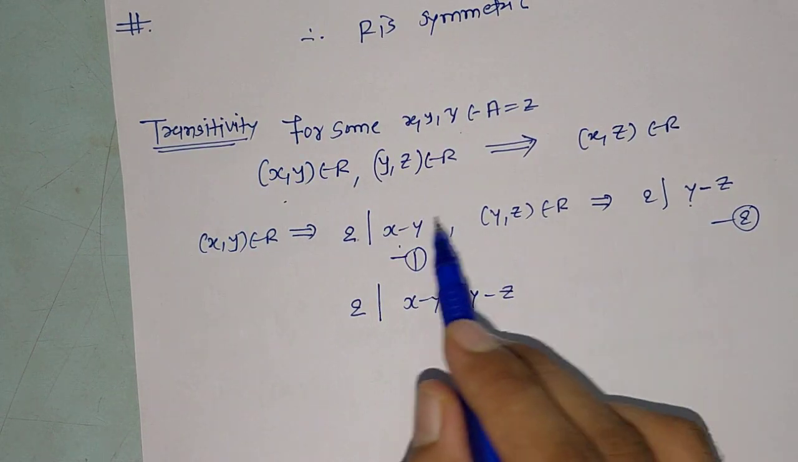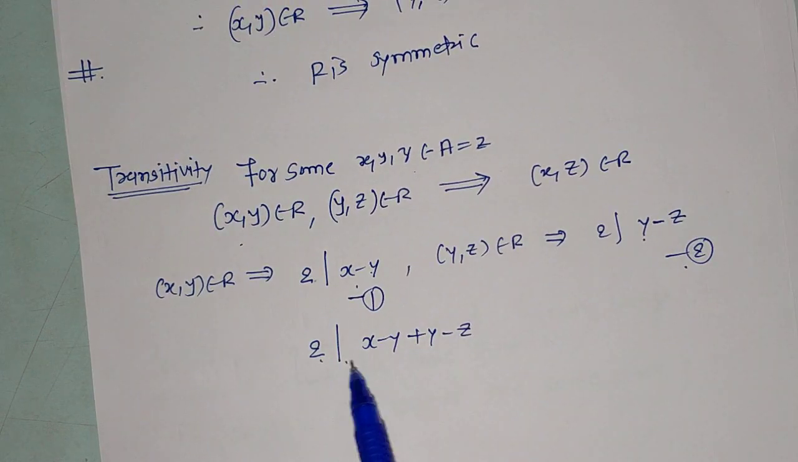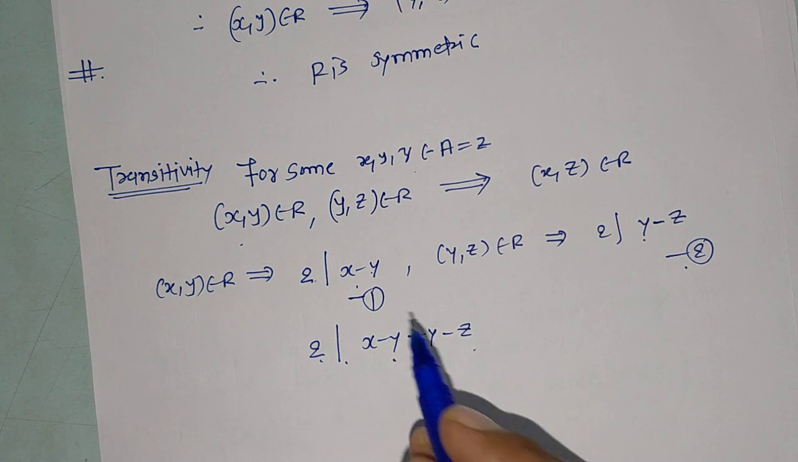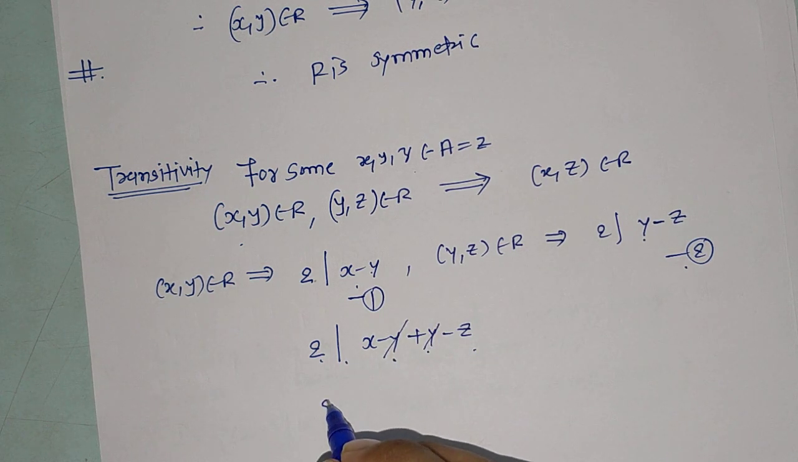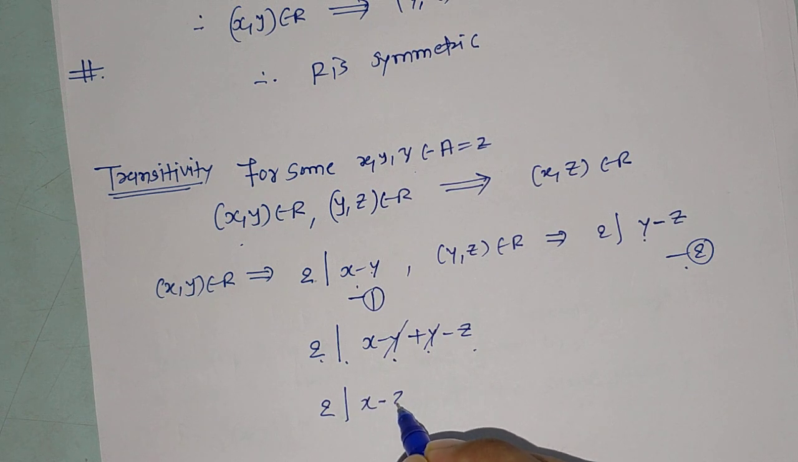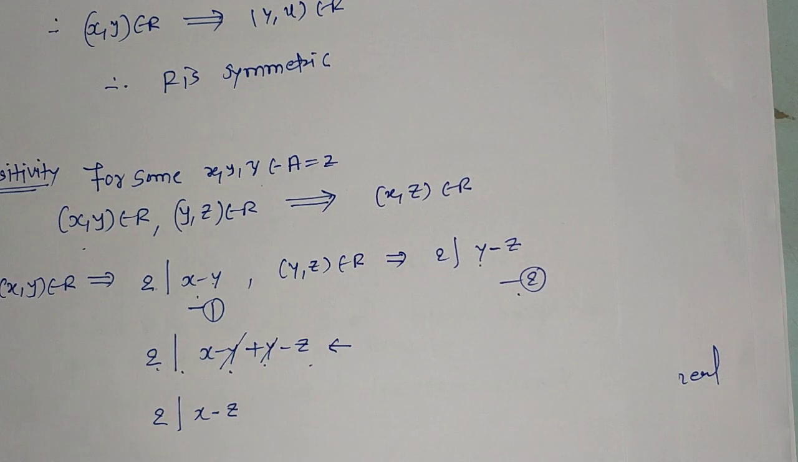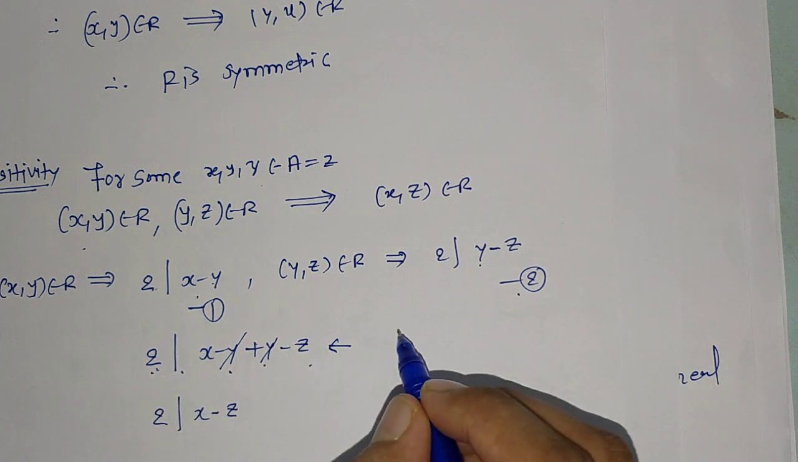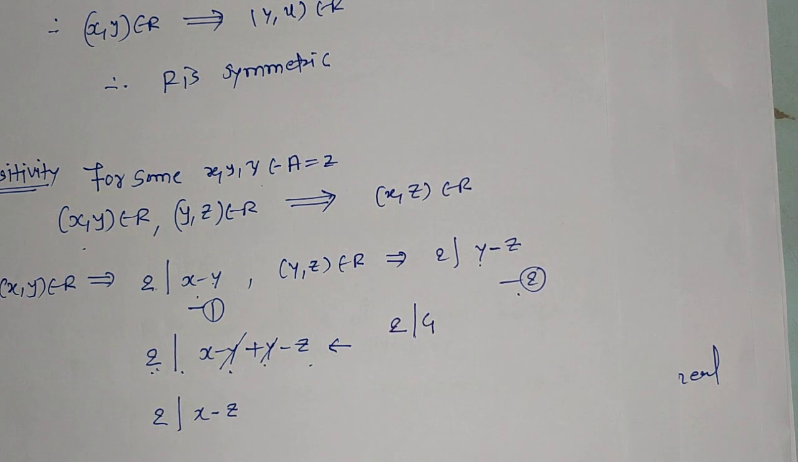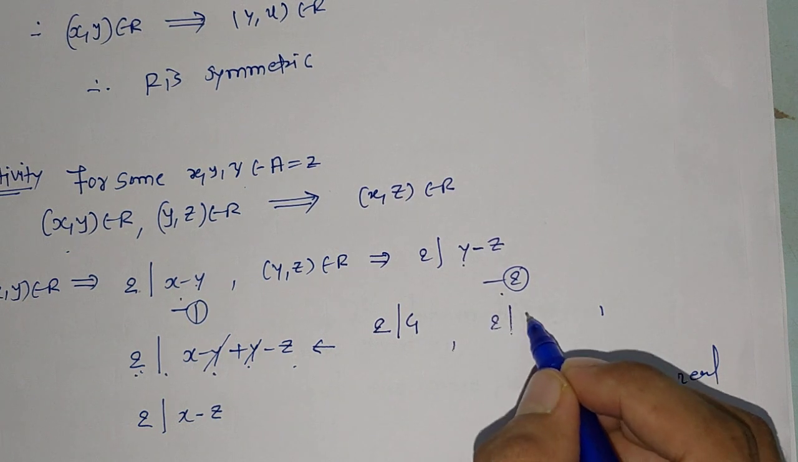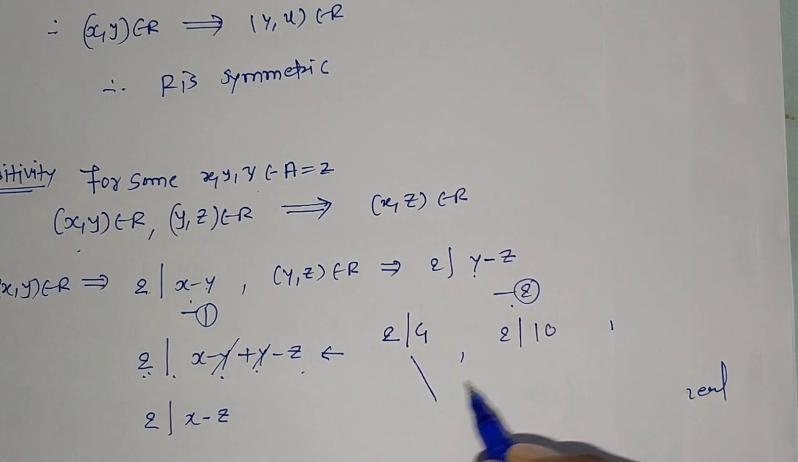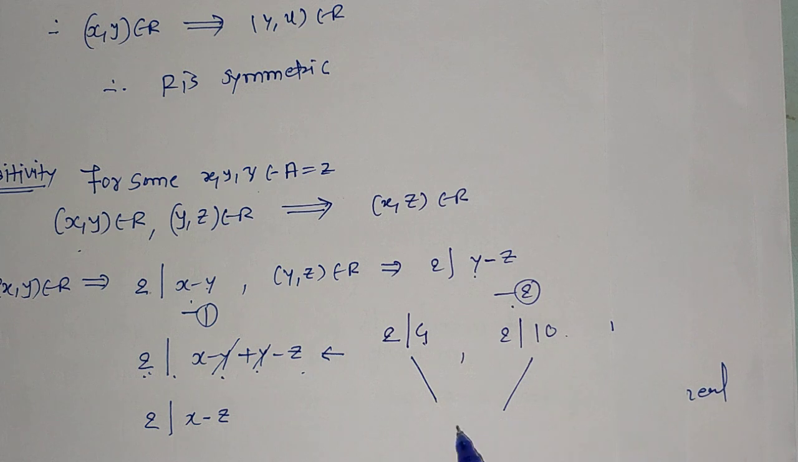If I add these two terms, what will I get? 2 divides x minus y, y plus z. This will get cancelled and I'll get 2 divides x minus z. Now for this step, let's take an example to understand how we get that by adding these two terms, where 2 remains and these are added. So let's take 2 divides 4 and 2 divides 10. We can simply conclude that 4 plus 10, which is 14, is also divisible by 2.